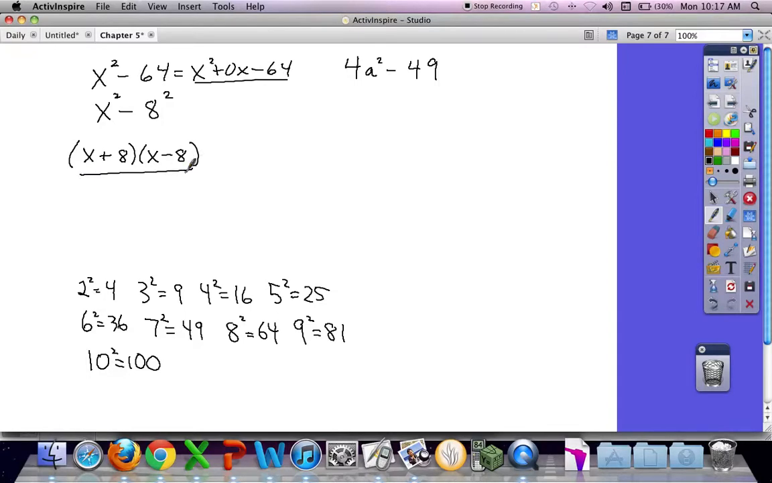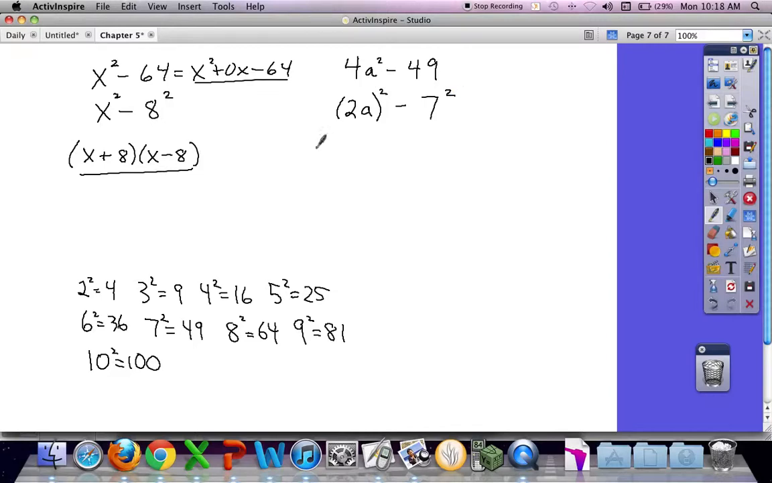Now, the check understanding 8B is a little bit different. Now we're looking at the 4, we look at the 49, and we may recognize that 4 is 2 squared and 49 is 7 squared. But we still need to write this like it is one whole quantity being squared, and it's not at this point. I can change that by writing this like 2a in parentheses squared, and write this as 7 squared. Now, this is the difference of two things that are being squared.